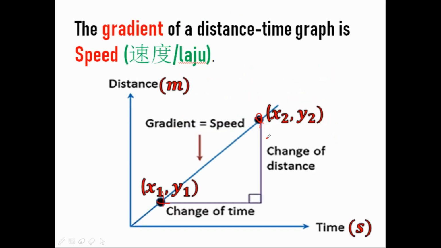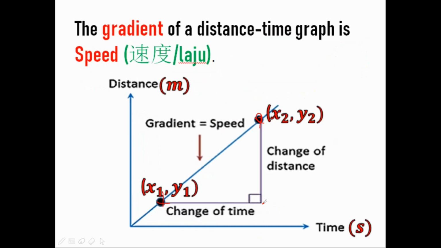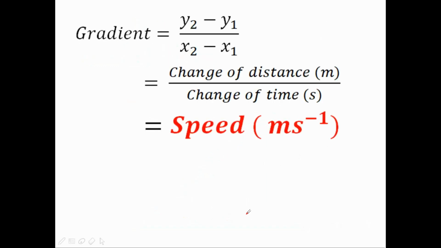So y2 minus y1, this is the change of vertical distance. And for this graph, the vertical y-axis is distance. So you have change of distance. And then x2 minus x1, this is the change of horizontal distance. For this graph, the horizontal is time. So you will have change of time. Change of distance over change of time.